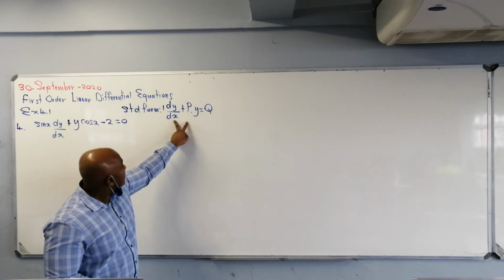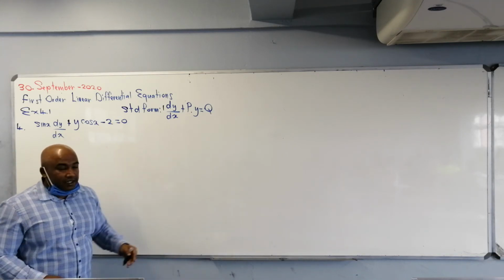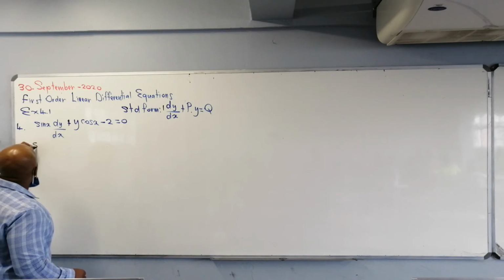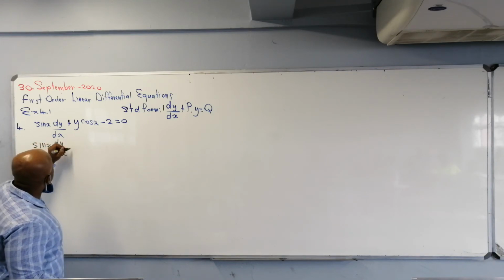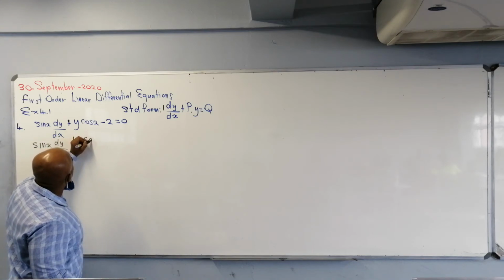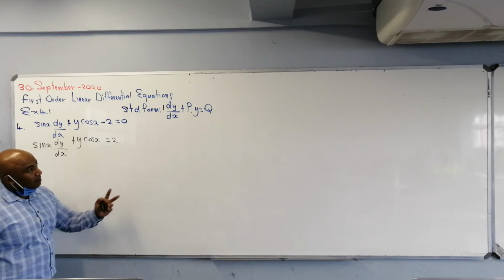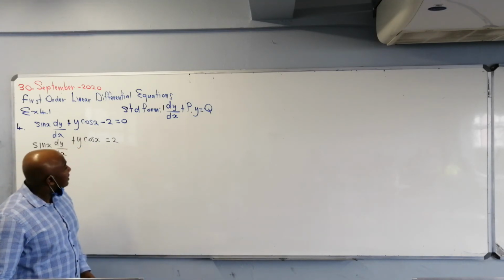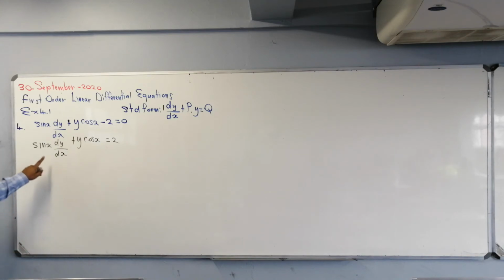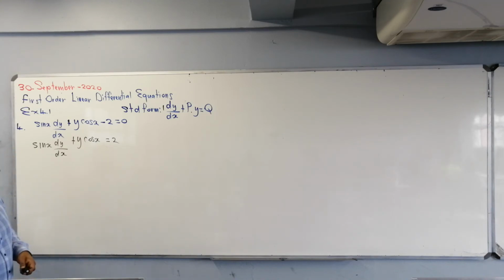Can you see that? So what we can do is we can take this negative 2 to the right. So we have sin x times dy over dx plus y cos x is equal to 2. You can see our standard form only has 2 terms on the left. Now the next thing to take note of is the coefficient here is not a positive 1. So what do we do? We manipulate it.